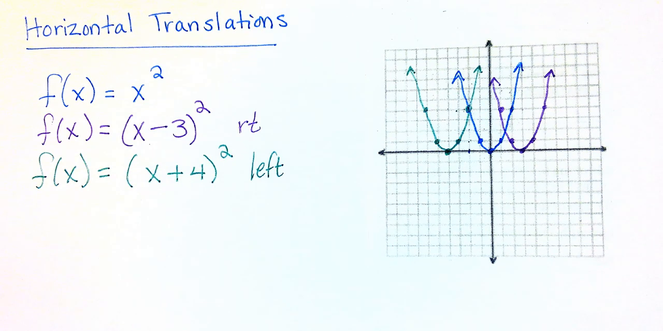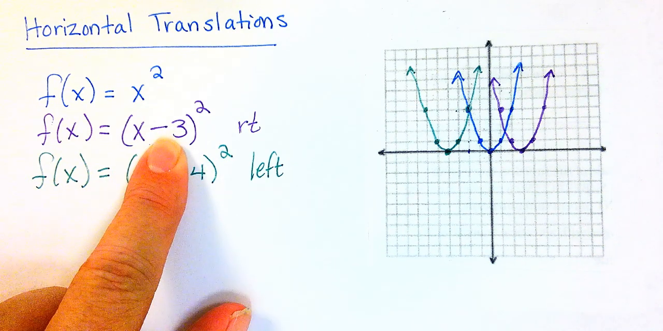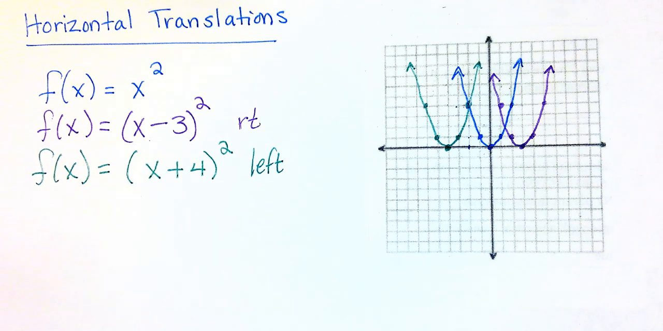This is called horizontal translations because we're moving left and right. So if we subtract a number inside the function, we move right that many units. If we add a number inside the function, we move left that many units.